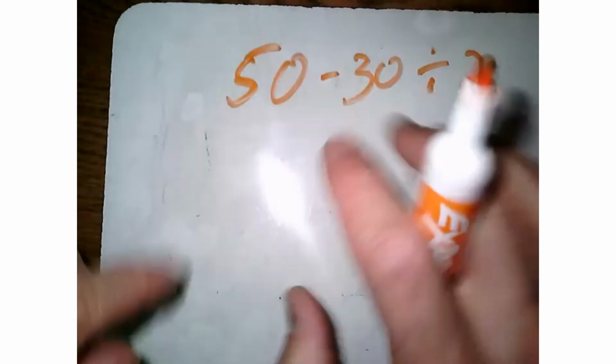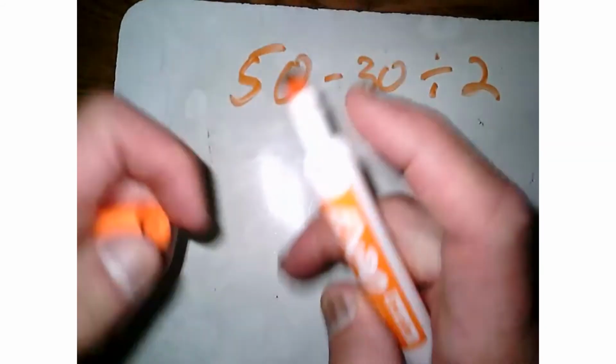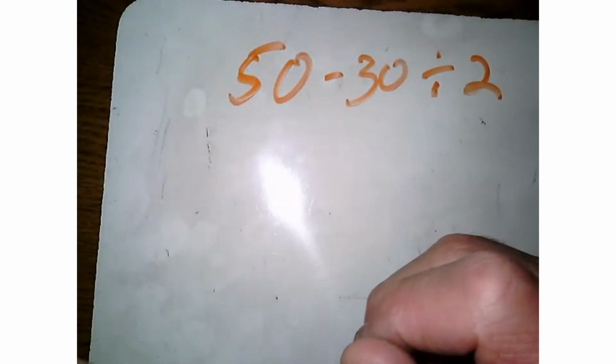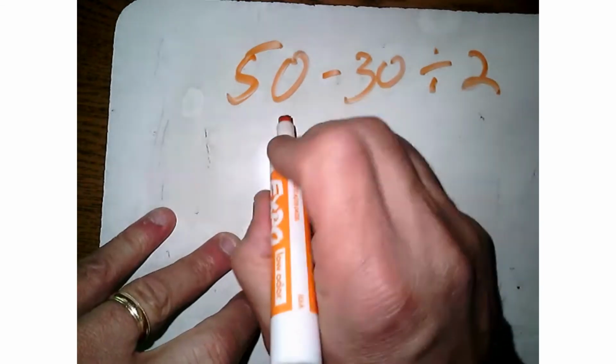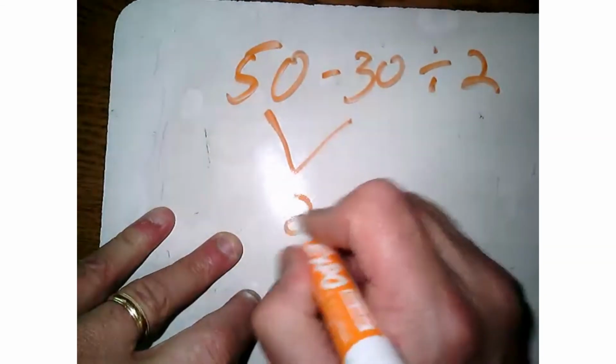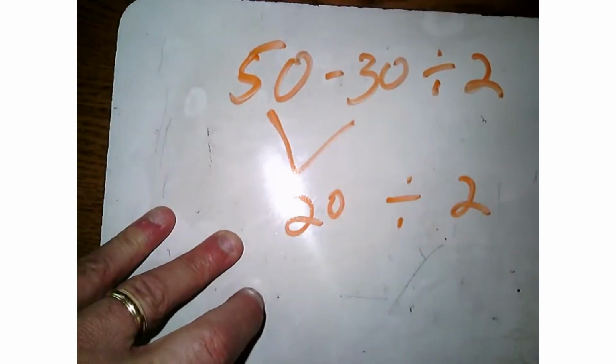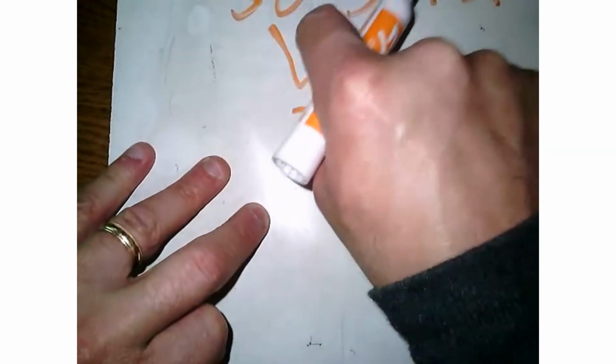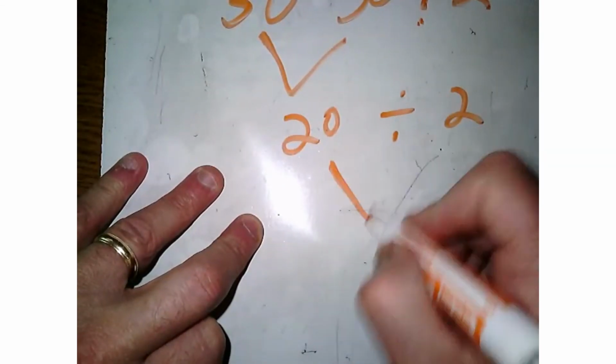Now, a lot of people would be tempted to do 50 minus 30 first. That would be incorrect. Wrongo. So if you do this, like 50 minus 30, that's 20 divided by 2. And then this was wrong because I was supposed to do this first. And then 10. Wrongo. Okay, that was wrong. Incorrect.